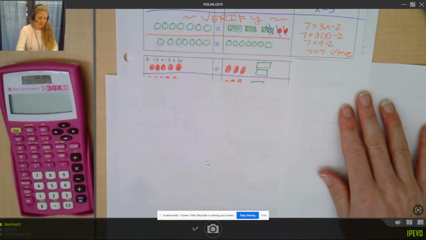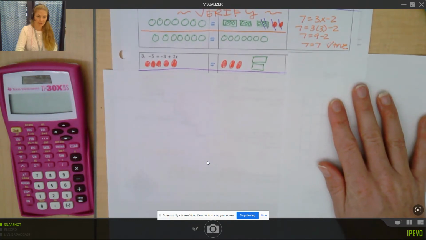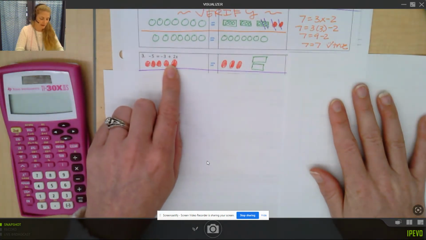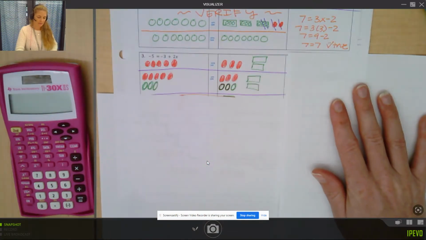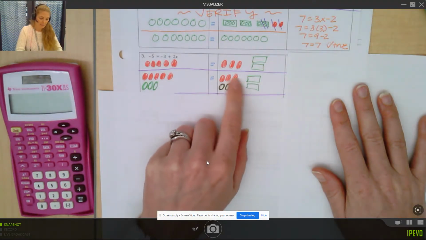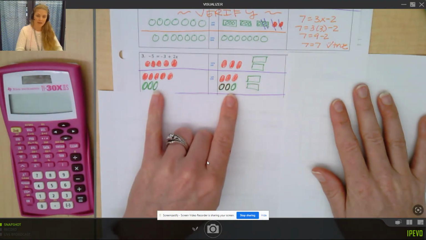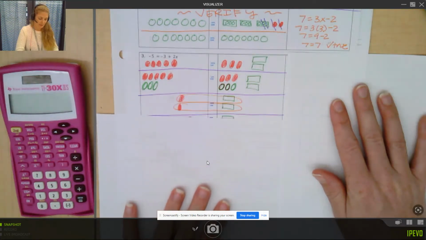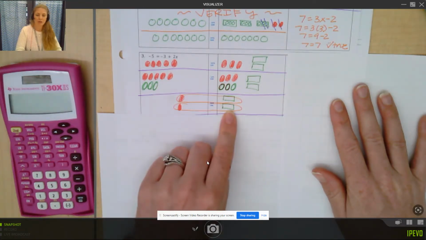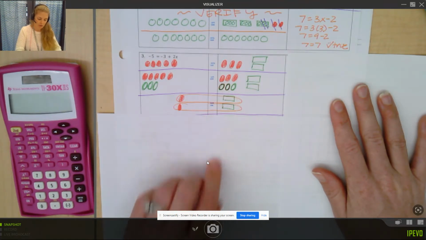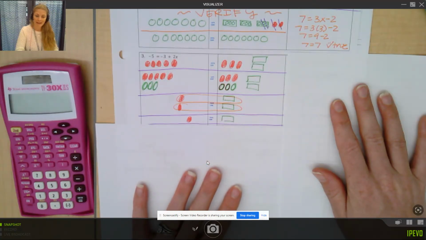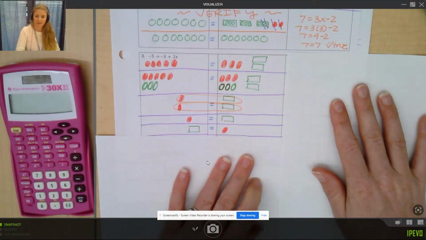Number 3, the first thing we did was we modeled the equation that was given to us. -5 is equal to -3 plus 2x. From there, we rewrote this and we said, how do we isolate our variable? We had 3 negatives we needed to get rid of, so we added 3 positives on both sides, resulting in 2 negatives equal to 2 x's. From here, we had to split this into 2 equal groups to undo having 2 x's. We just want 1. -1 is equal to x, which means x is equal to -1.